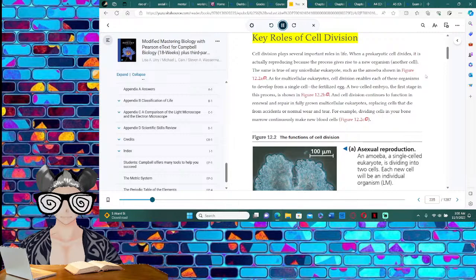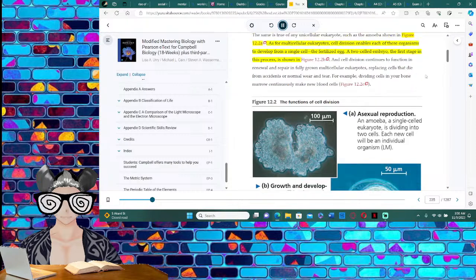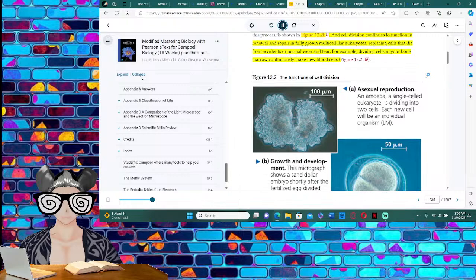Key roles of cell division. Cell division plays several important roles in life. When a prokaryotic cell divides, it is actually reproducing because the process gives rise to a new organism, another cell. The same is true of any unicellular eukaryote, such as the amoeba shown in Figure 12.2a. As for multicellular eukaryotes, cell division enables each of these organisms to develop from a single cell, the fertilized egg. A two-celled embryo, the first stage in this process, is shown in Figure 12.2b.